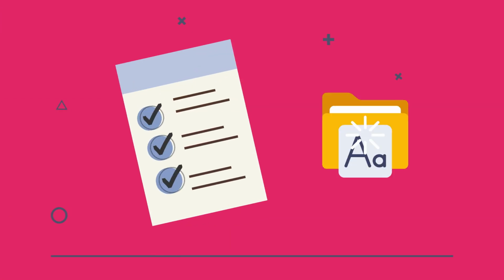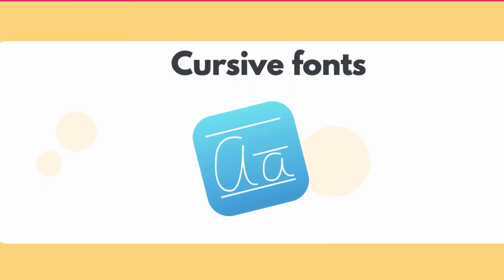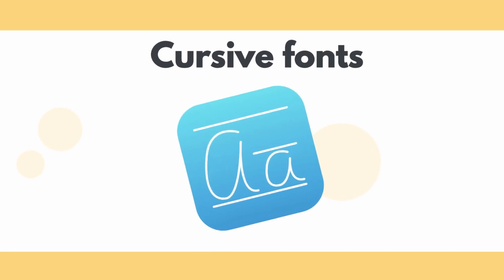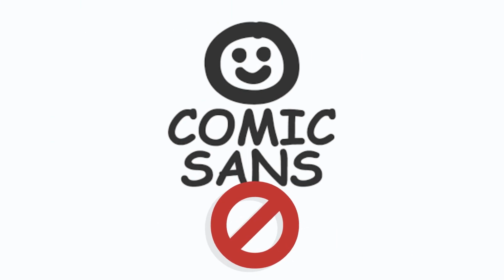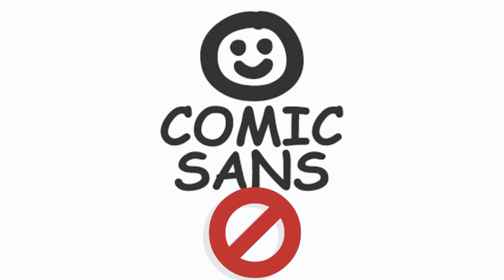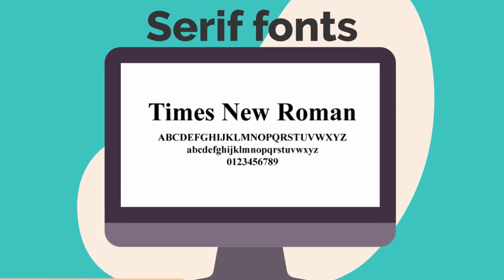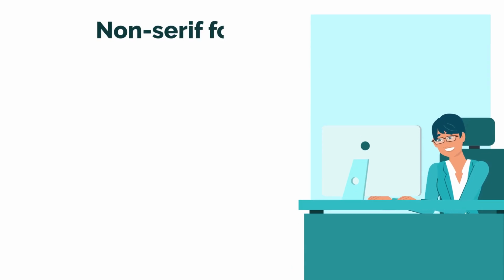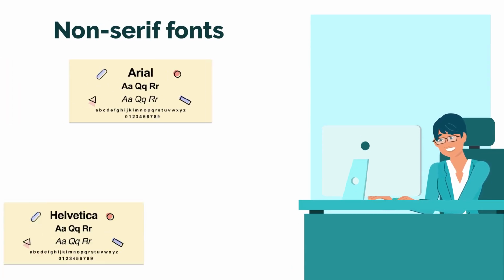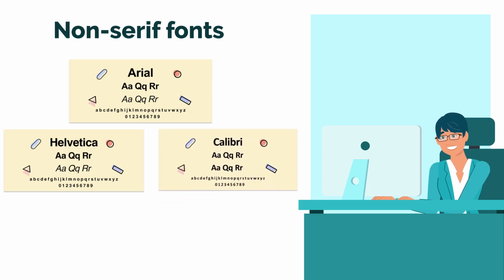Here are some helpful tips for selecting fonts. Stay away from cursive fonts, which can be difficult to read. Avoid using Comic Sans. Trust me on this one. Serif fonts like Times New Roman are great for long paragraphs, but can seem formal or old-fashioned for headers. For digital content, non-serif fonts like Arial, Helvetica, or Calibri are more accessible and easier to read.